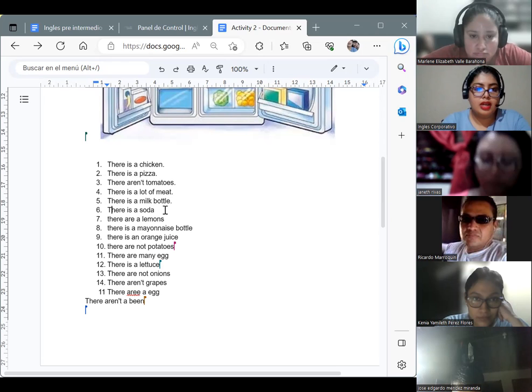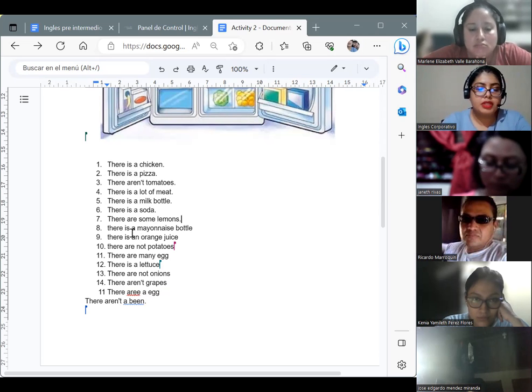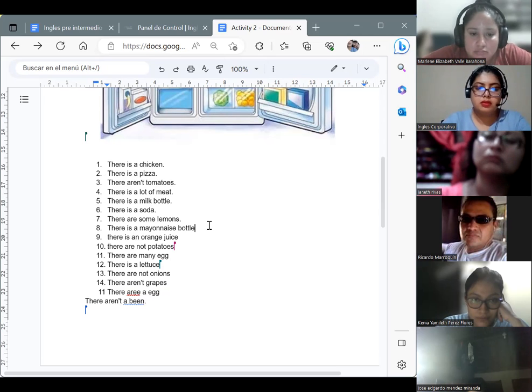There is a soda. There are lemons. And here we are going to change this one. There are some lemons. There is a mayonnaise bottle. Okay. There is an orange juice. Okay.